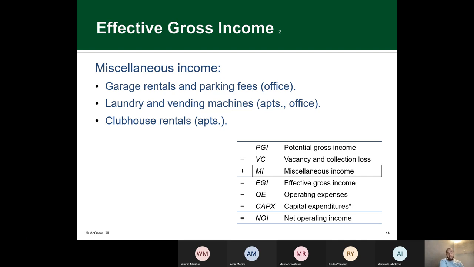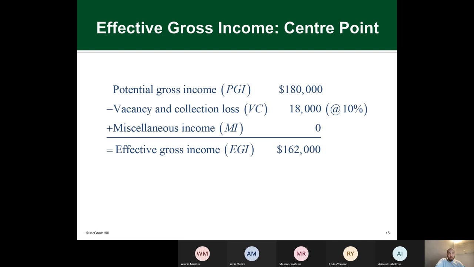Vending machines, I need a snack late at night. I don't feel like going to the store. Can I run to the lobby and grab chips and a soda? Right? All of these things are important, even though they're small. They are important to anyone. And people make decisions based on these if they're going to rent to a place or not. So we take out that vacancy loss, and this is their effective gross income.